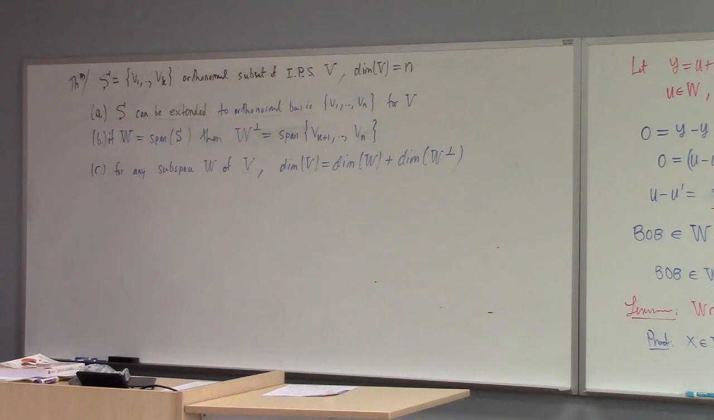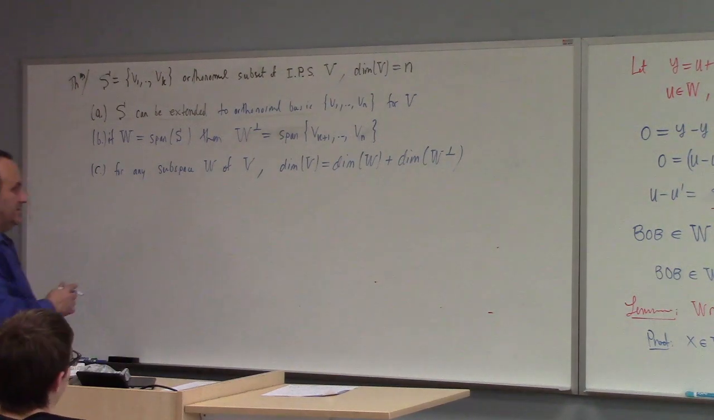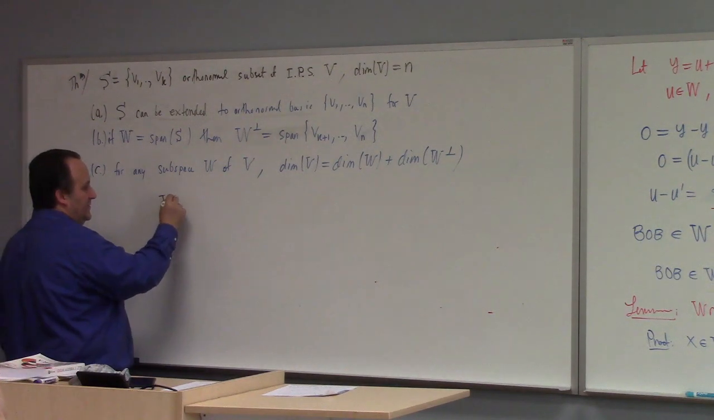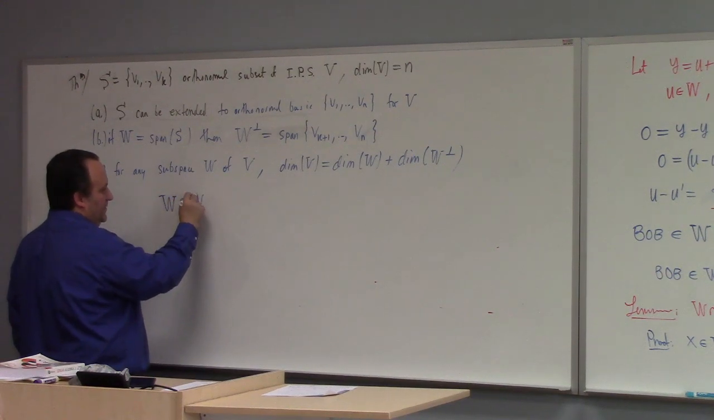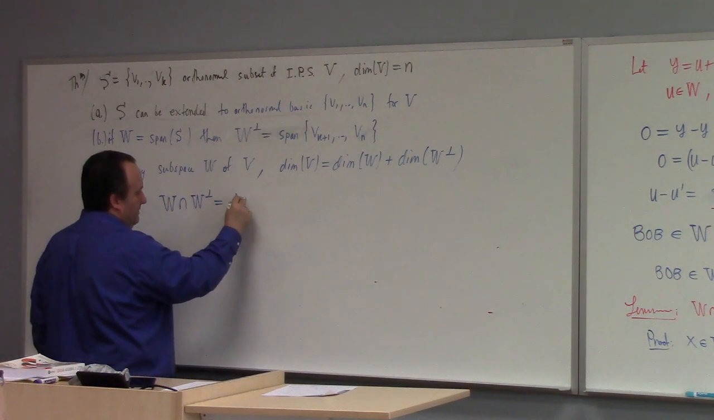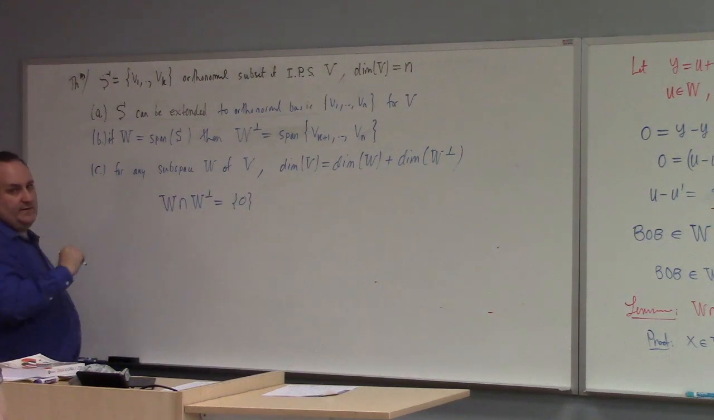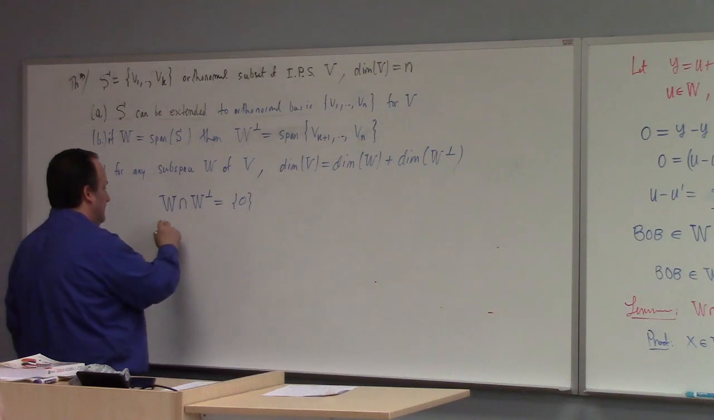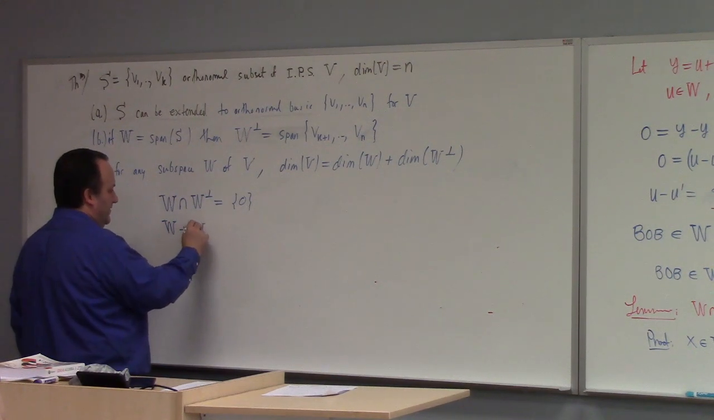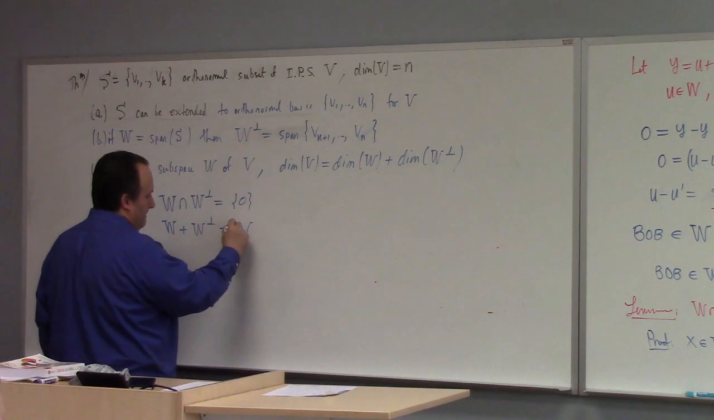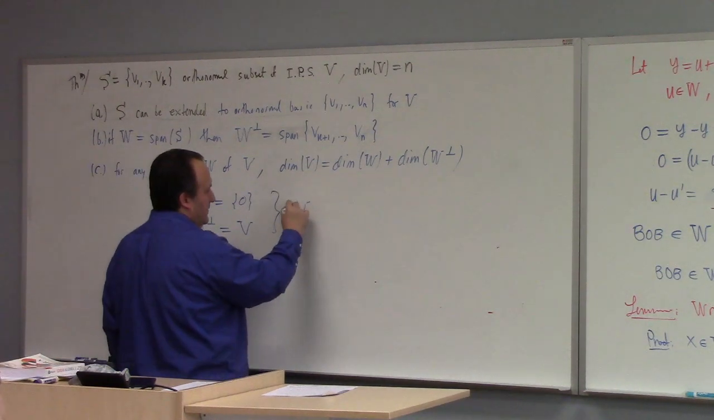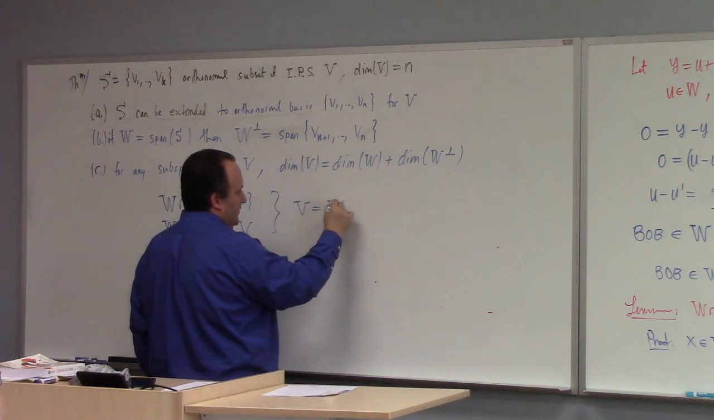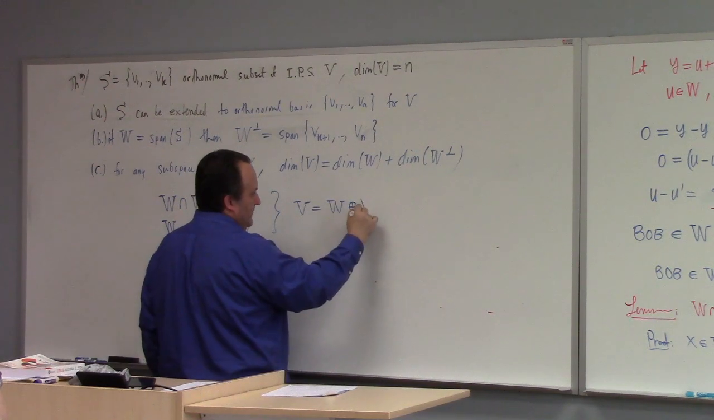What does this tell us about W and W perp? What kind of subspaces are they? What did we prove today? Yeah, we proved that W intersect W perp is 0, right? And that proves that the sum of them is what? It's everything, right? So you put those two things together, and you have that V is the direct sum decomposition of W and W perp.